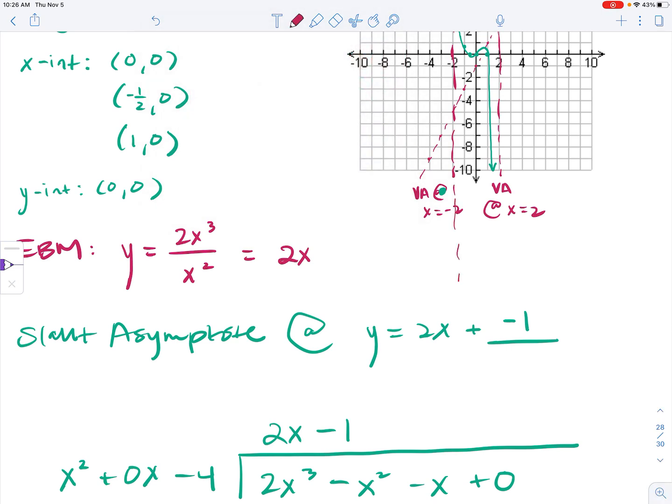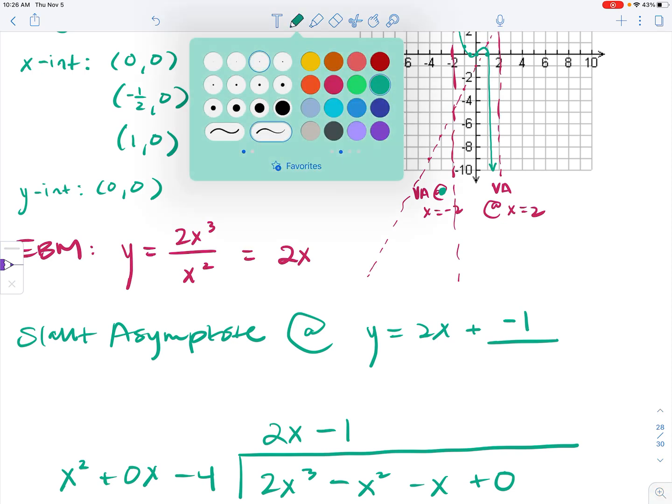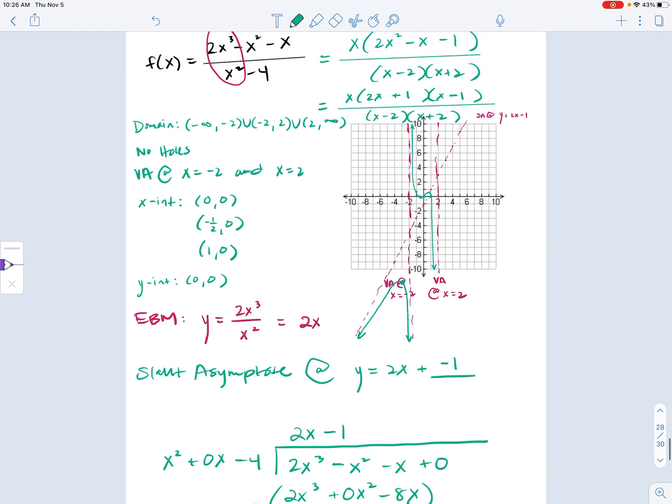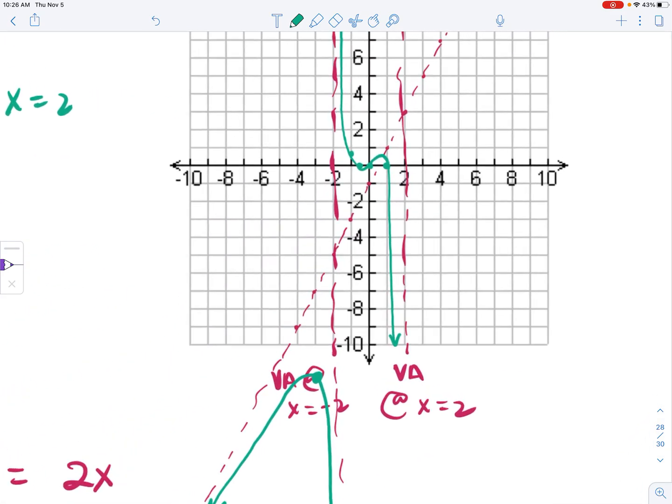So that tells me if I were to extend the vertical asymptote, as well as the slant asymptote, the graph is probably going to approach negative infinity as x approaches negative 2 from the left, and then it will probably curve, and as x approaches negative infinity, approach negative infinity like that, in the same way that y equals 2x minus 1 does.